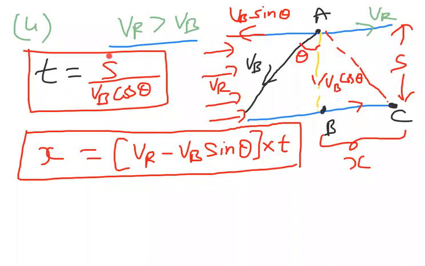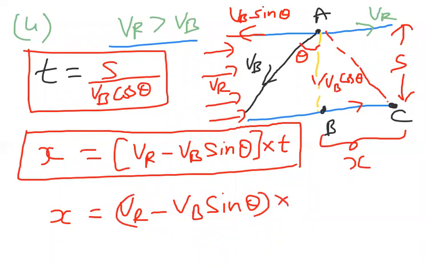Time is nothing but S by VB cos theta. Let us observe here. X is equal to VR minus VB sin theta into time. For the time formula, we take it from above, because of simultaneous action. Either we take from here to here or here to here, the boat is traveling simultaneously. So the time is the same, S by VB cos theta.